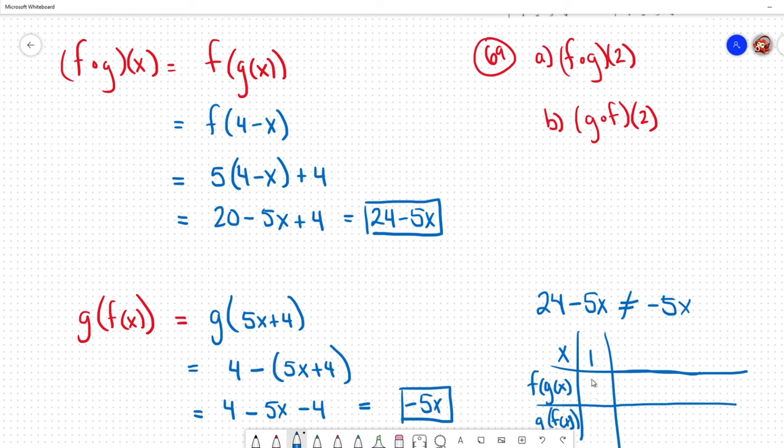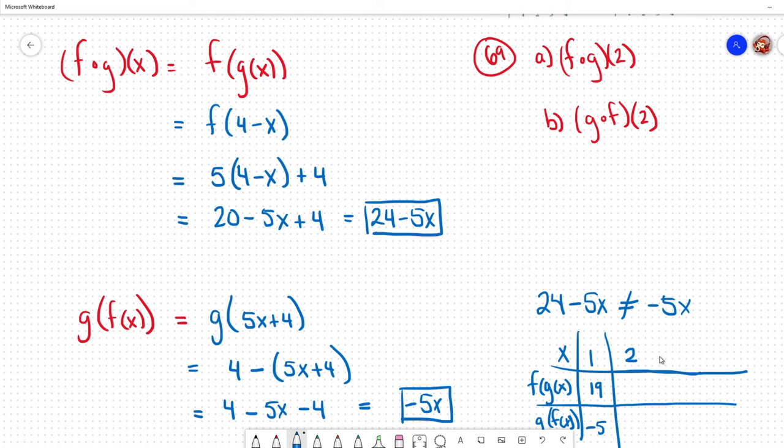So again, let me just finish this example here with 1. If I plug 1 into f of g of x, I would have gotten 4 minus 1, which is 3, times 5, which is 15, plus 4, which is 19. So I would have gotten 19 here had I plugged in 1. But if I plugged in 1 in the other one, what would I have gotten? 1 times 5 is 5, plus 4 is 9, and then 4 minus 9 is negative 5. So you already see with that first example, they're not the same.